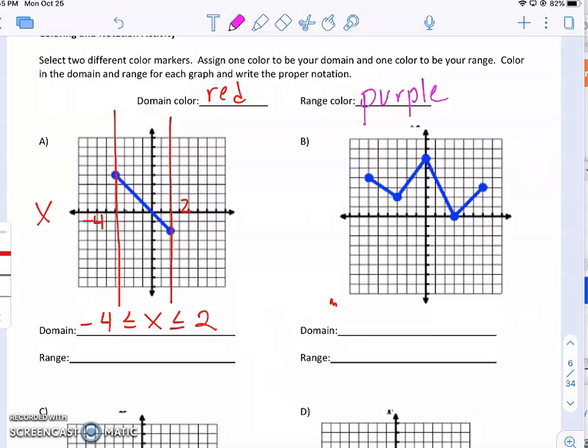And now we can go to our range. So it goes from here to here. So this is at -2. 1, 2, 3, 4. So our y value, we start with our lowest. So -2 is less than or equal to y is less than or equal to 4.